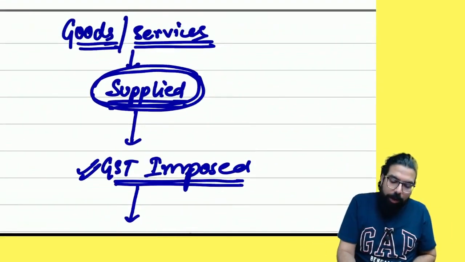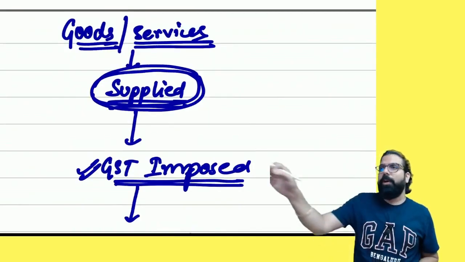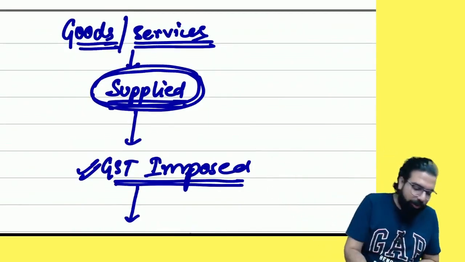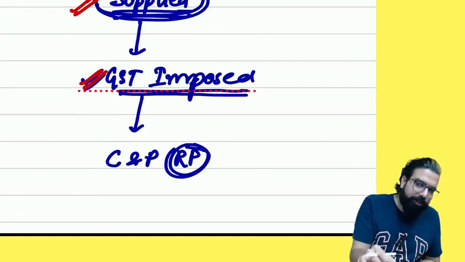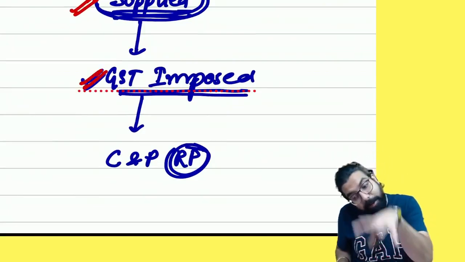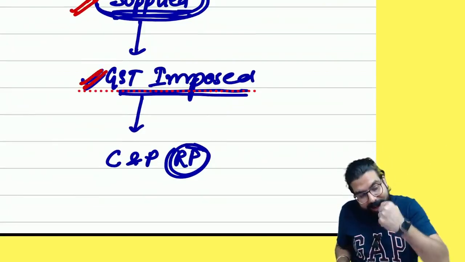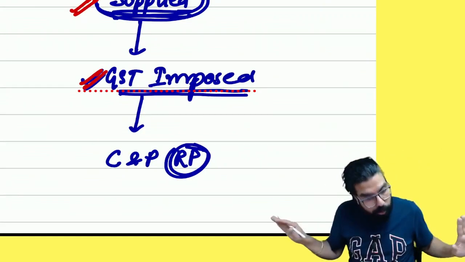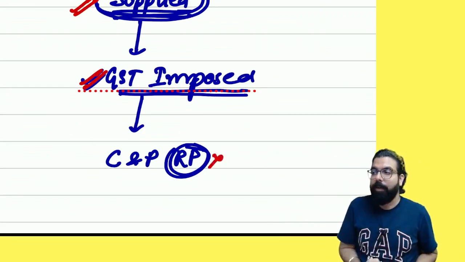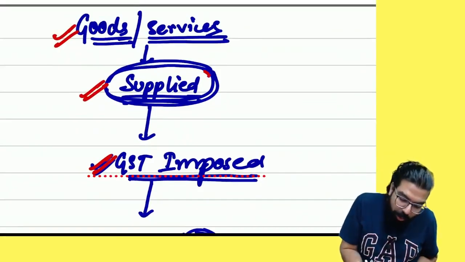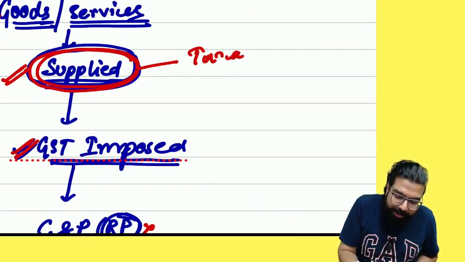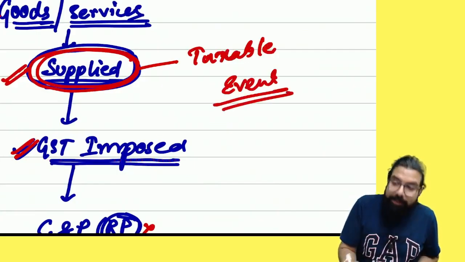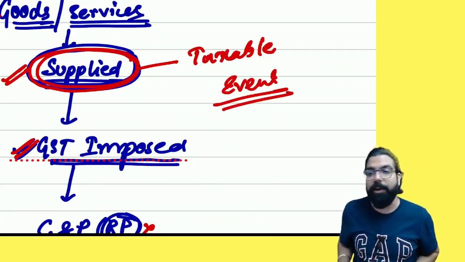See, for an example, I'll tell you again. There's one guy on the roadside, he's selling socks. Are socks goods? Is he supplying them? Does GST get imposed on the socks? Yes. GST gets imposed. But will he collect? Will he pay? Why? Because he's not a registered person. So can you tell me what is the most important thing, everyone? Supply is that taxable event. It is that event which happens, and when it happens, the GST gets imposed. Is my point clear to all?